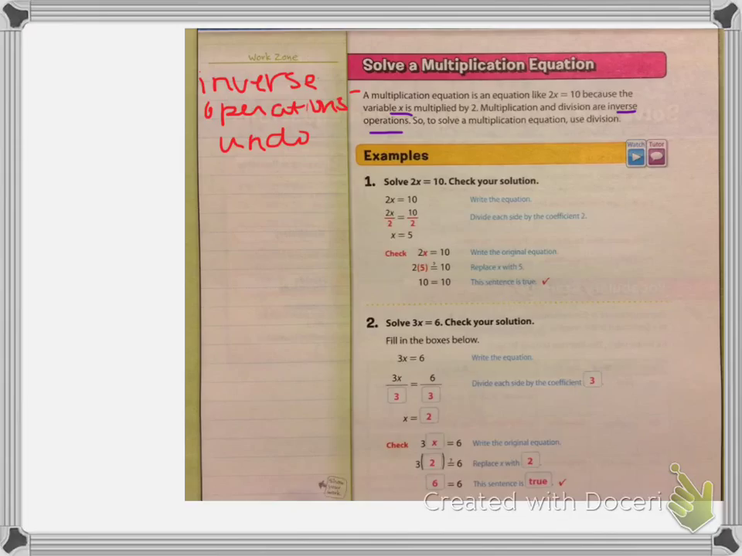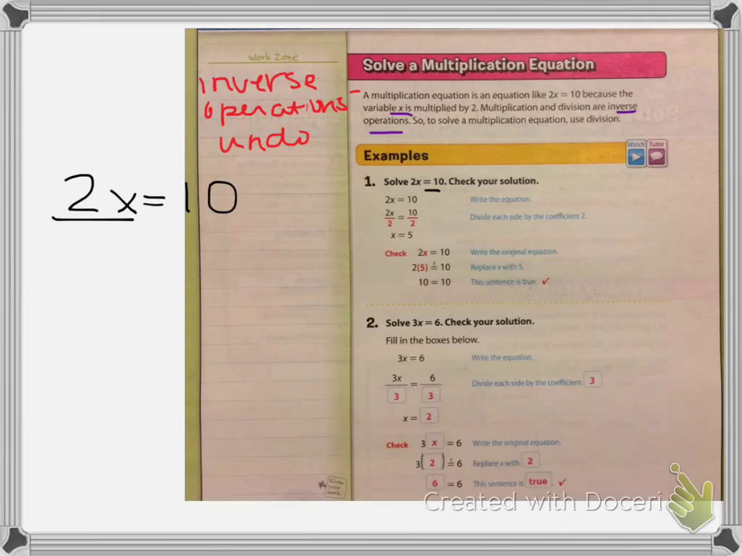So now we have solve 2x equals 10. The reason I've set your page up like this is so that you can actually see what I'm writing and write the same thing on your page. So even though 2x equals 10 is written there for you, I would like you to write it again off to the side. So 2x equals 10. And then it says write the equation, so that's what we've done first, and then it says to divide each side by the coefficient of 2.